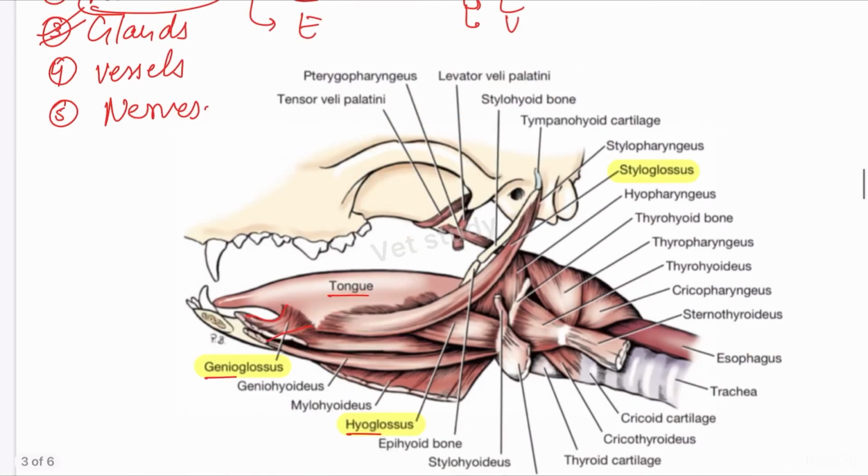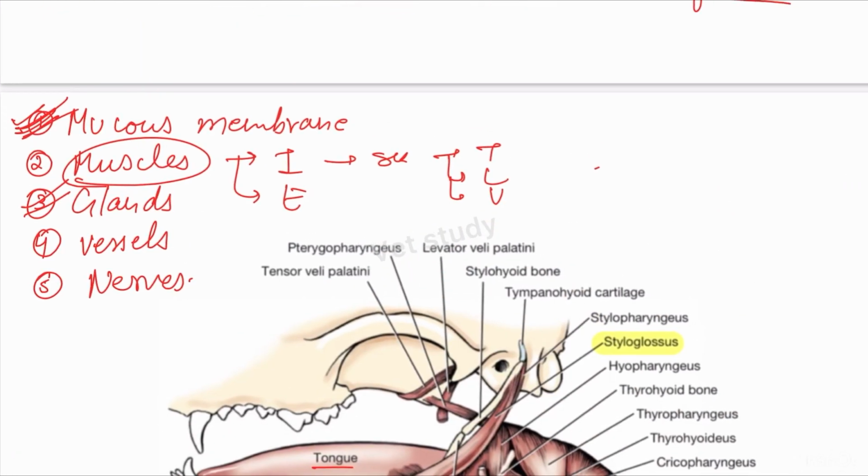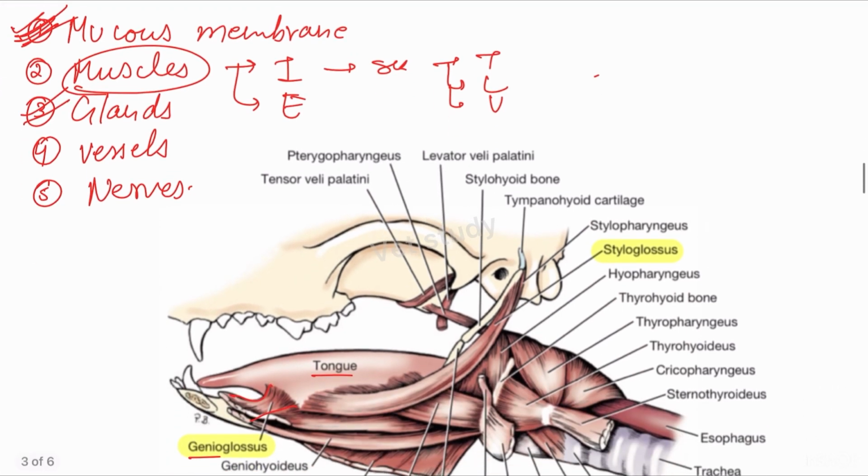Apart from this, let's discuss the extrinsic muscles. Extrinsic muscles are also skeletal muscles, and they have attachment outside the tongue, as I already told you, right? So there are four major muscles in this also.